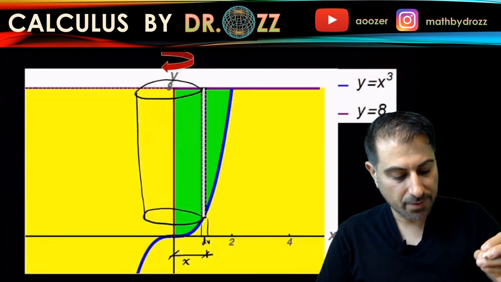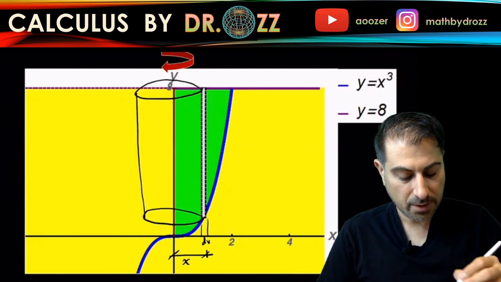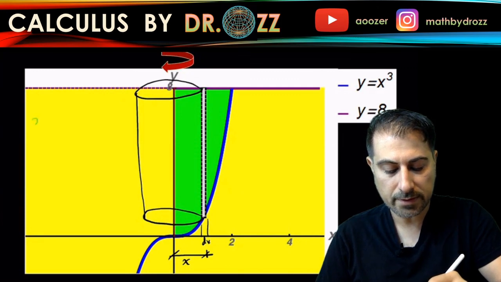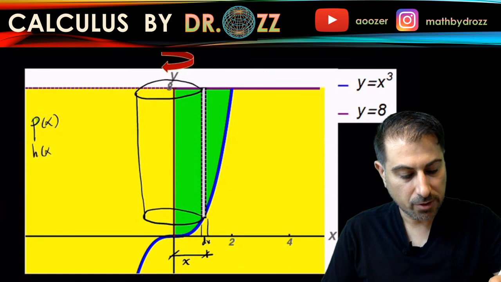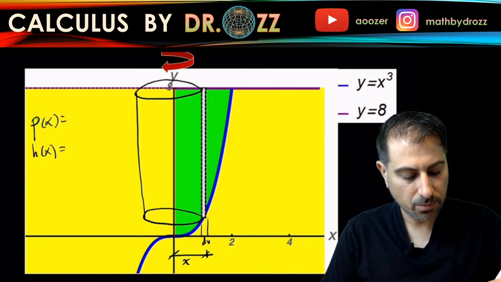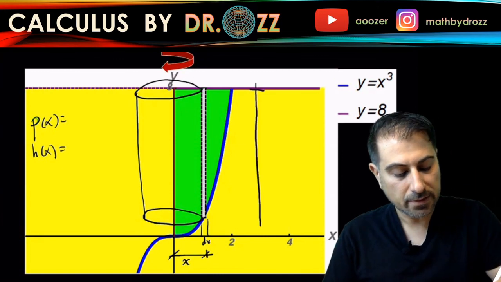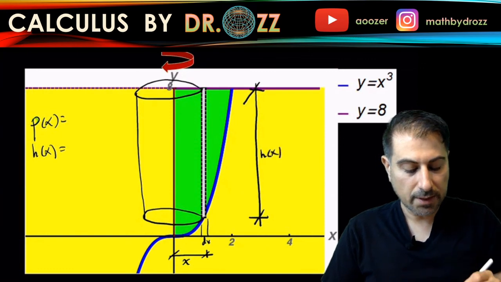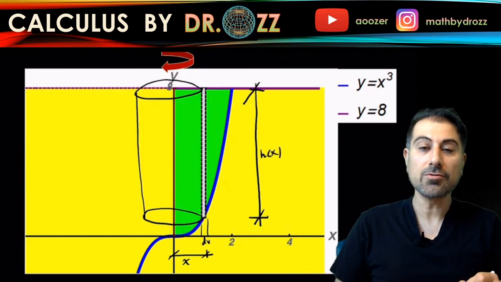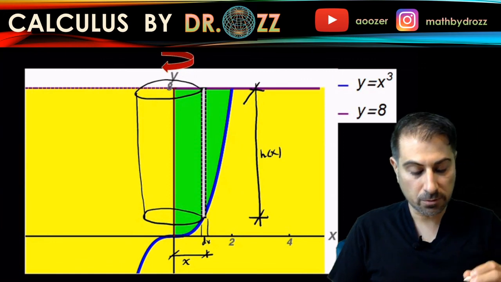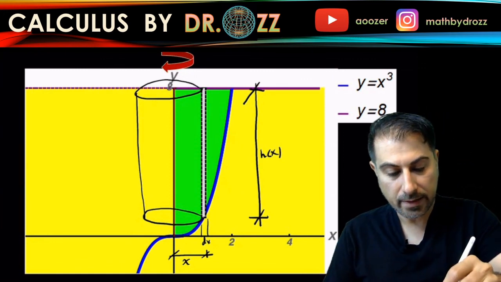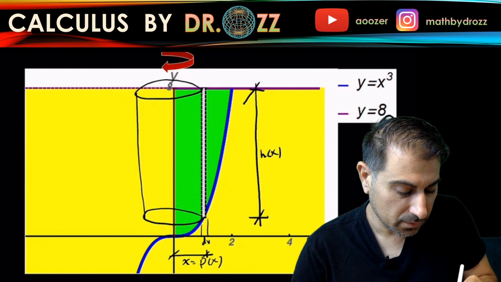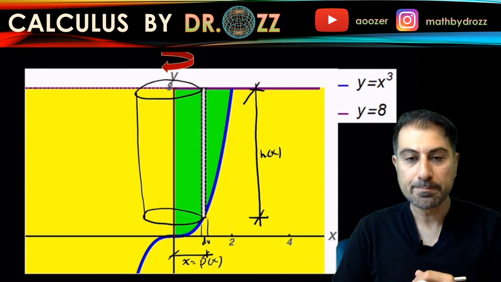So I need p of x and h of x. Well, h is right here, starting from here all the way up here. That's in fact h of x. And luckily, since the slice is x units far from the axis of revolution, I can call this x to be p of x, because that's going to be the radius of the bottom.